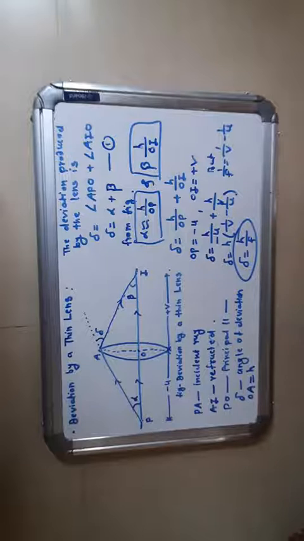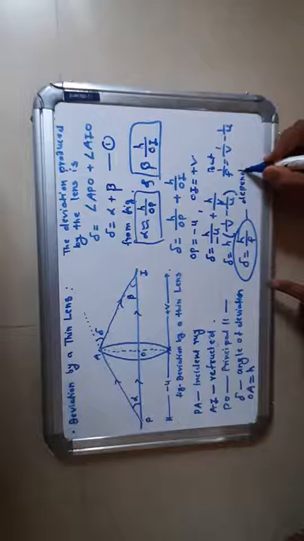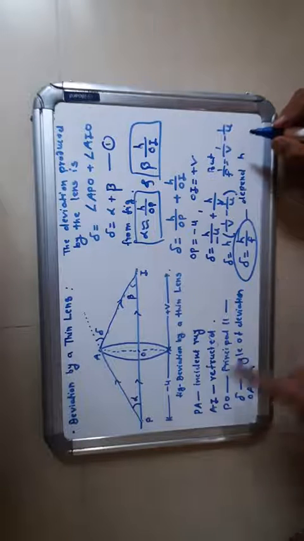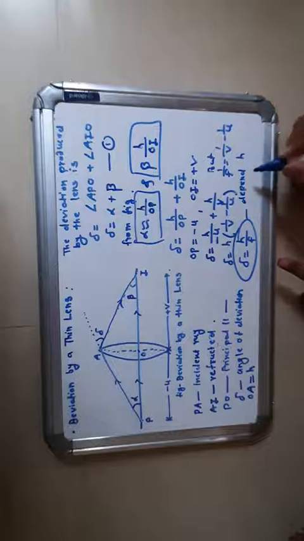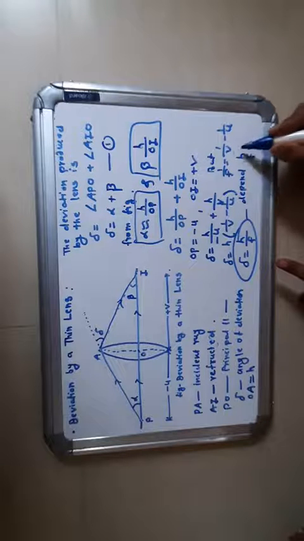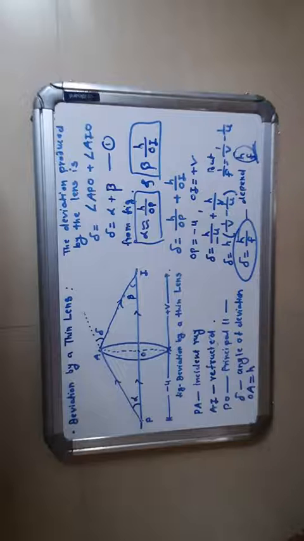That means the angle of deviation depends on H. H means the height at which the incident ray strikes the lens, and it depends upon the focal length F. ह्या दोन गोष्टींवरती अँगल ऑफ डेव्हिएशन डिपेंड आहे.